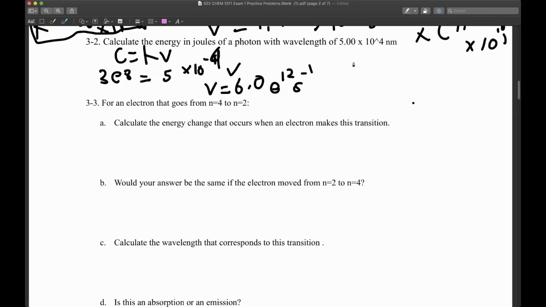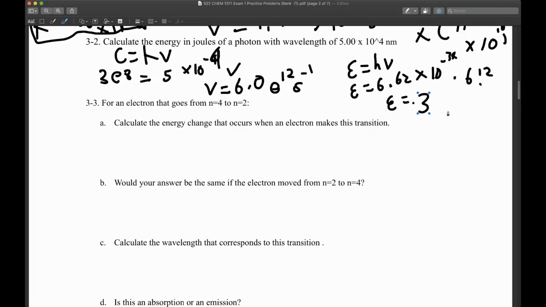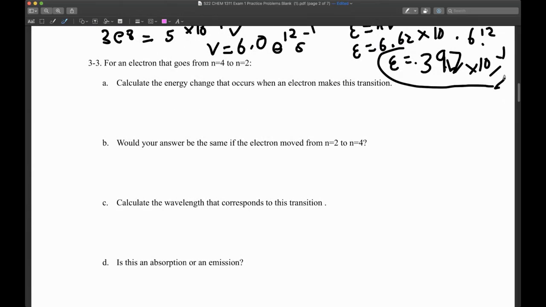So how do we find the energy of the photon? We use just this formula right here, the Planck's constant. So E is equal to 6.62 times 10 to the power of -34 times 6 to the power of 12. And plugging that number into your calculator, you get 3.97 times 10 to the power of -21 joules. Go ahead and box that.